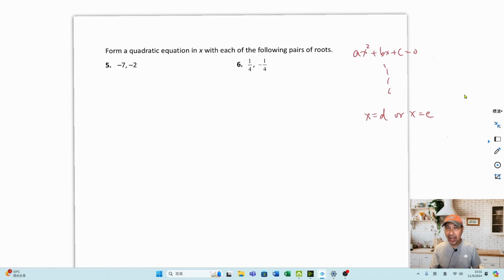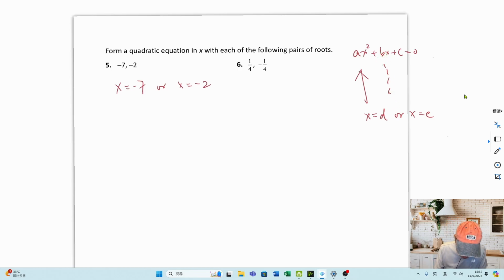In question number 5 and number 6, we are going to do the opposite thing. That is, we are given the roots, and then go back to find the equations in s. Okay, how do we do that? It's quite simple. The first step, s is negative 7. We copy the two roots, and then to form the equations, we just need to write the answer backward.